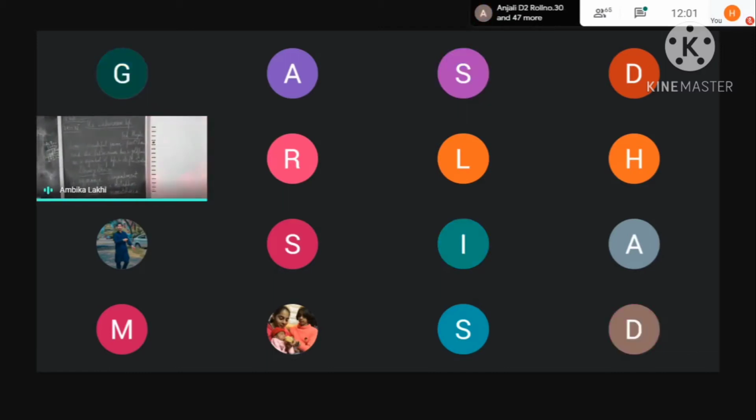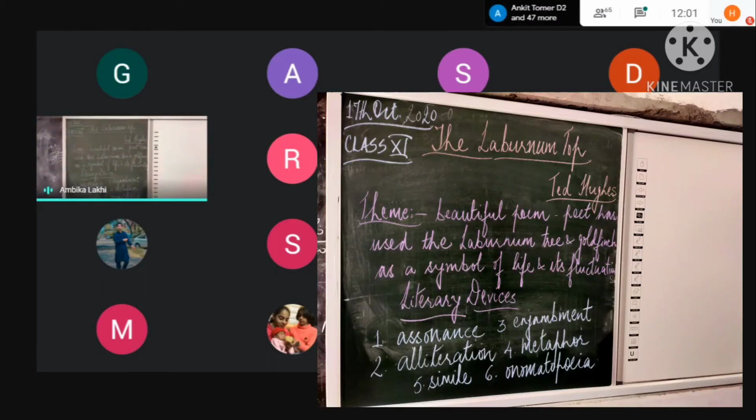If you look at the board, this poem has been written by Ted Hughes, and we have discussed the poet. In this particular poem, the poet talks about a theme. And what is that theme? He has used the laburnum tree and goldfinch as a symbol of life and its fluctuations. So we will discuss it.